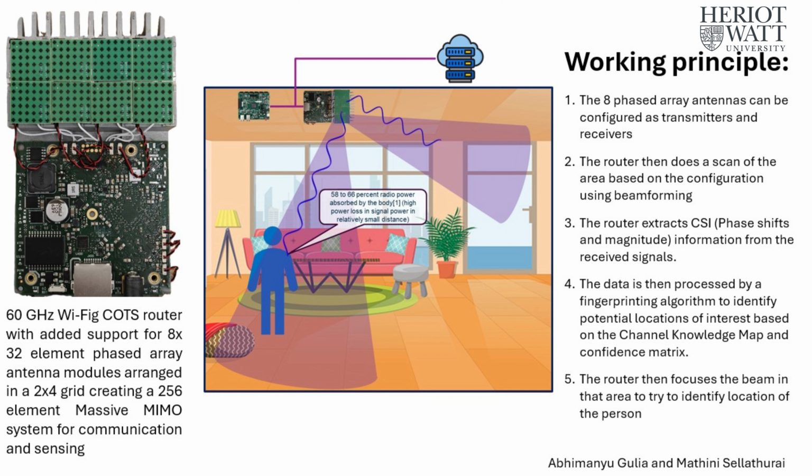map and confidence matrix. The router then focuses the beam in that area to try to identify location of the person.